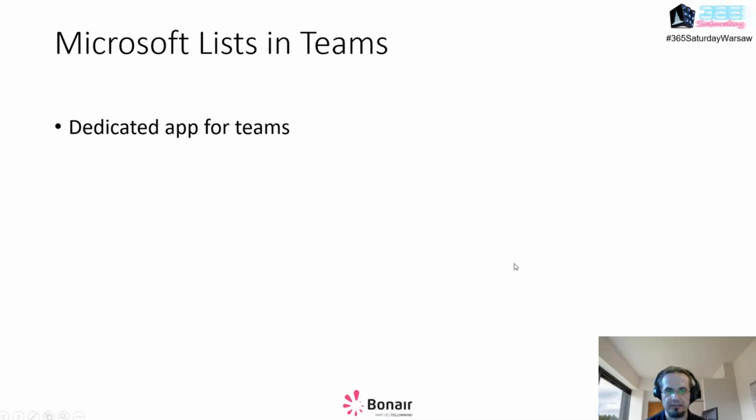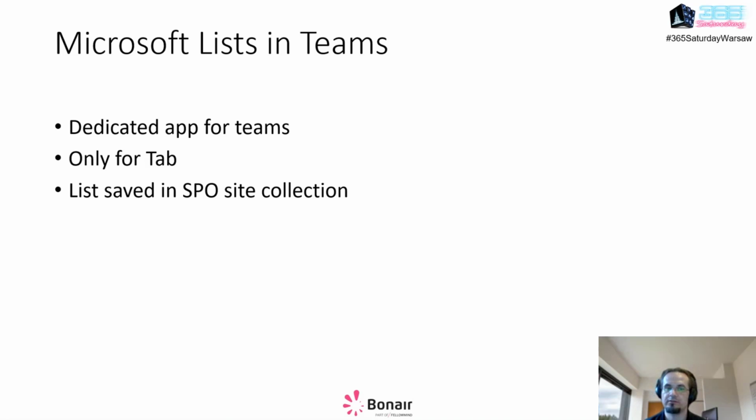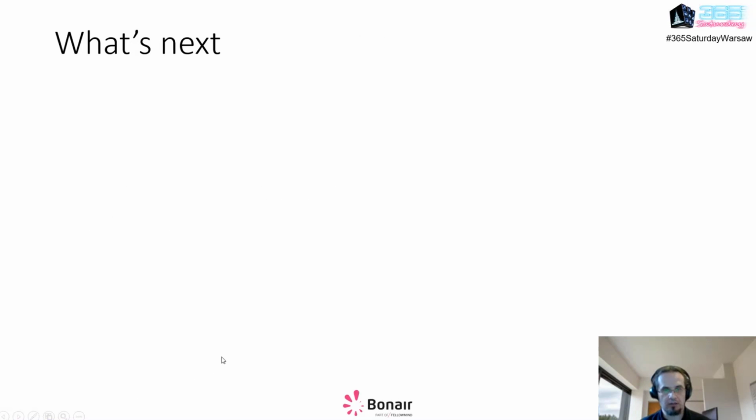The SharePoint Lists app in Teams is a dedicated app for Teams. That's very cool. It's only a tab for a specific channel, and the list is saved in the SharePoint Online site collection assigned to that team, and if it's a private channel, assigned to that private channel. And there's no menu, only data, so it's a very great feature for me. I don't need to work with the left-hand menu if I don't need to.